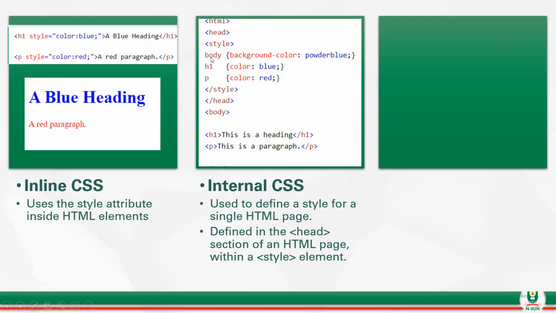In this case, you are telling the web page that you want the body to have a background color of powder blue, an H1 color of blue, and a paragraph of red. So this is a second method called internal CSS that you use to define the CSS element that you want applied in your web page. So this is defined in the head section of the HTML page within the style element.